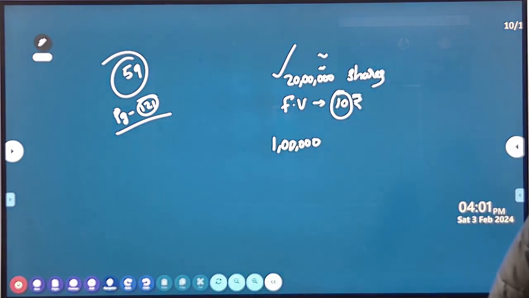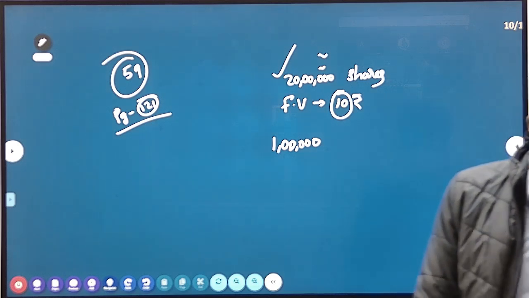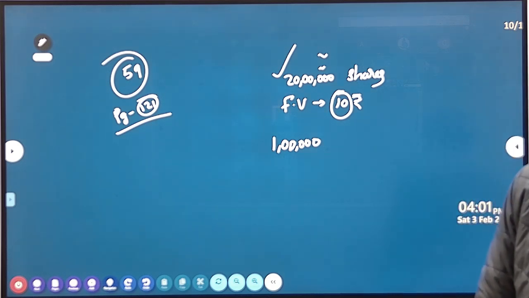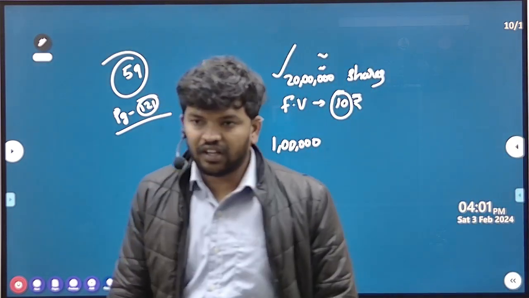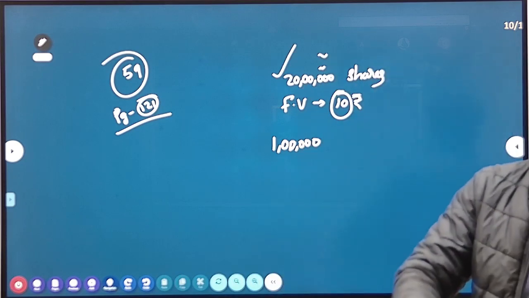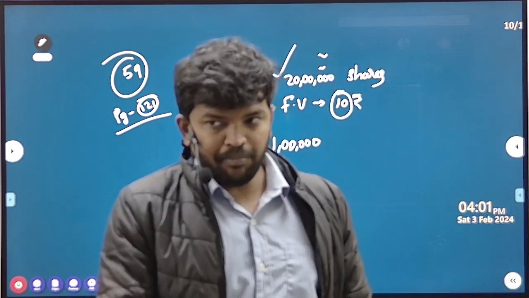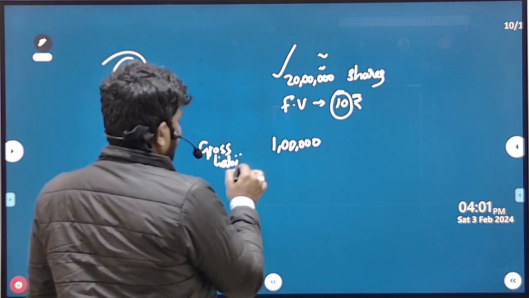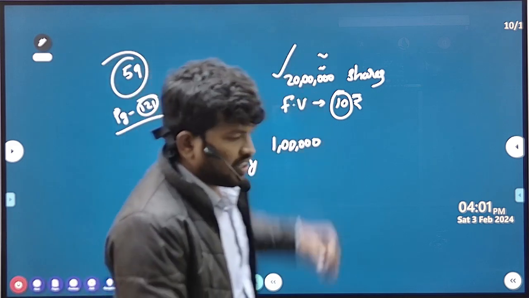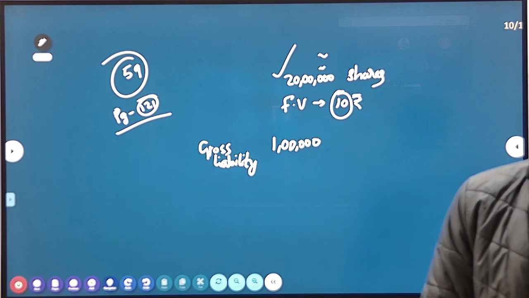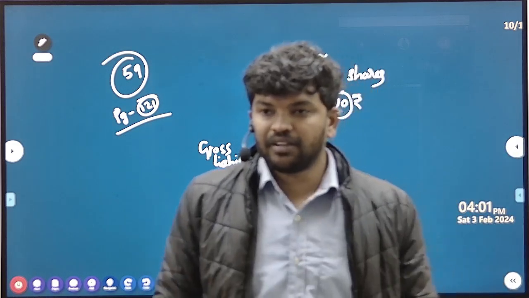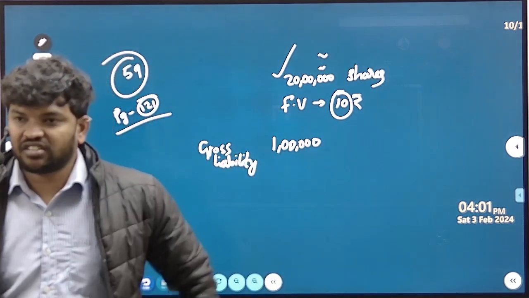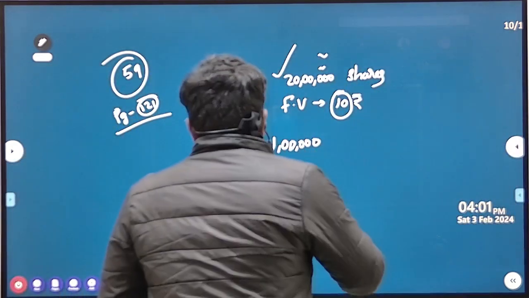Next. Five percent of the issue price. First we will see, if the shares are issued at par, what is the commission payable. So this is his gross liability. Liability in the sense what? If the issue is undersubscribed, he has to take 1 lakh shares. Okay, now 1 lakh shares, this is the gross liability.